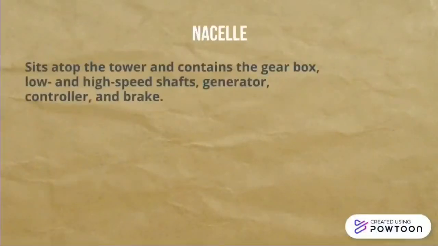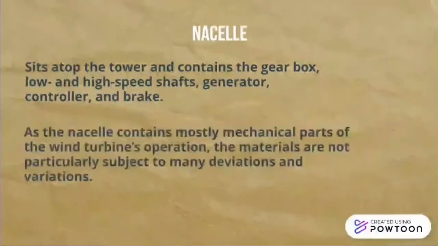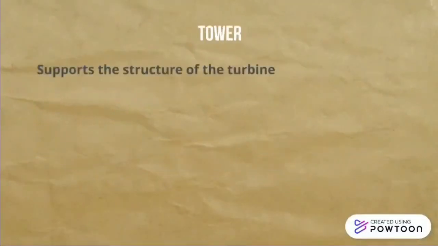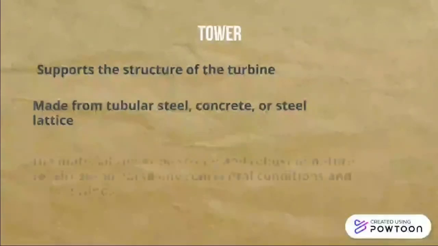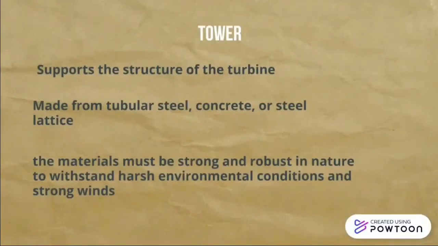Nacelle sits atop the tower and contains the gearbox, low and high-speed shafts, generator, controller, and brake. As the nacelle contains mostly mechanical parts of the wind turbine's operation, the materials are not particularly subject to many deviations and variations. Tower. It supports the structure of the turbine, made from tubular steel, concrete, or steel lattice. The materials must be strong and robust in nature to withstand harsh environmental conditions and strong winds.